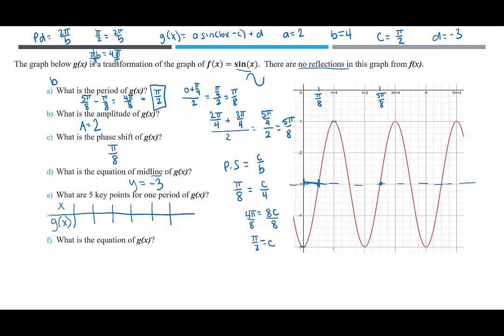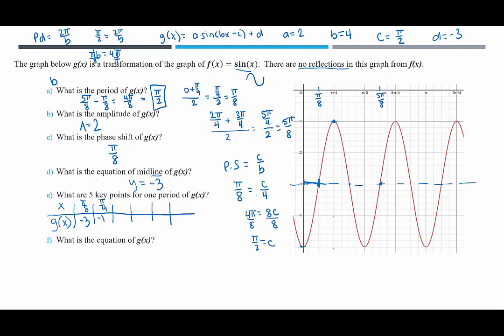So the first key point is going to be that first point of the period. It's going to be x is pi over 8 and y is -3, or g of x is -3. So we have pi over 8, -3. Next, we're going up to that tippy top. So this is going to be the next key point. This is located at pi over 4 is x, and -1 is y.